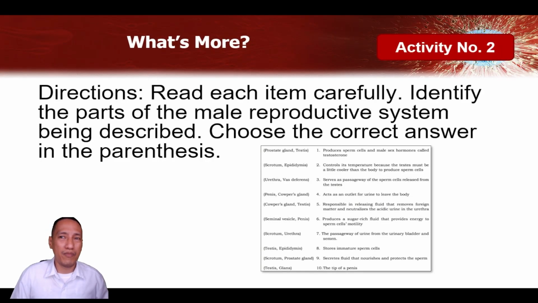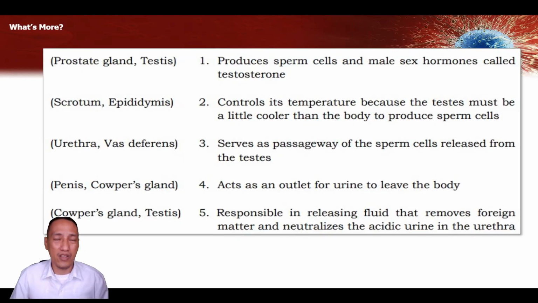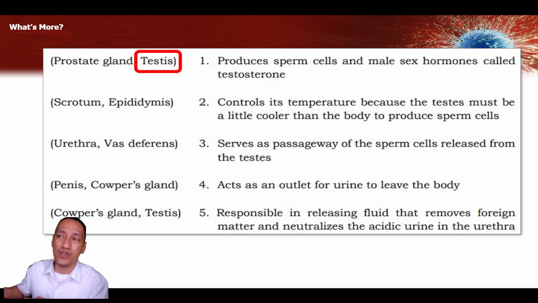Now we go to activity number 2, directions. Read each item carefully. Identify the parts of the male reproductive system being described. Choose the correct answer in the parentheses. So sabi niya dito, basahin natin yung mga nandun sa numbers and i-identify natin dun sa parentheses kung sino siya. So for the number 1, this one is testes because the number 1 says produces sperm cell and male sex hormones. Kahit nga hindi mo maalala yung male sex hormones na ginagawa niya, testosterone, yung produces sperm cells pa lang ay alam na natin na siya ay testes or testis kung iisa lang.